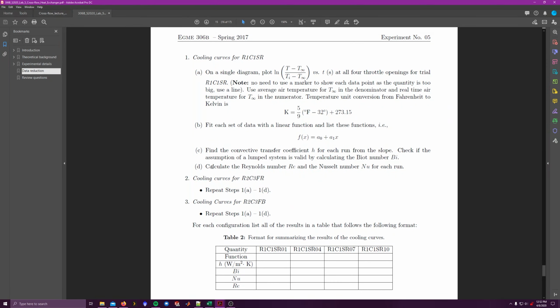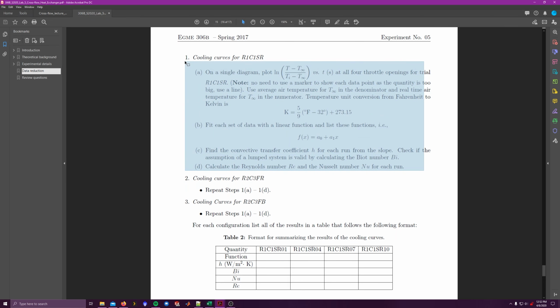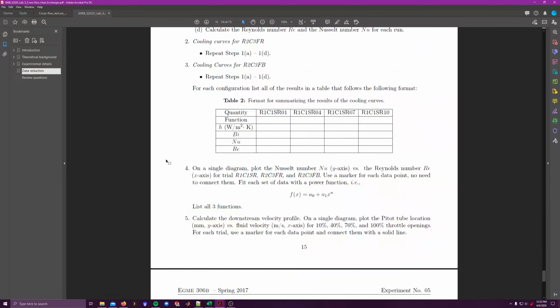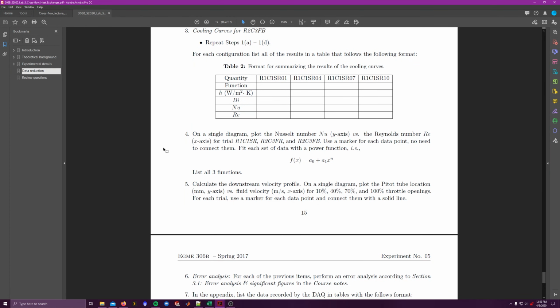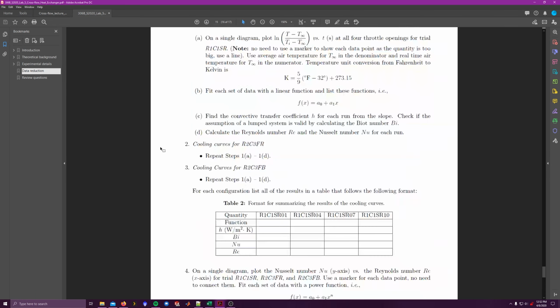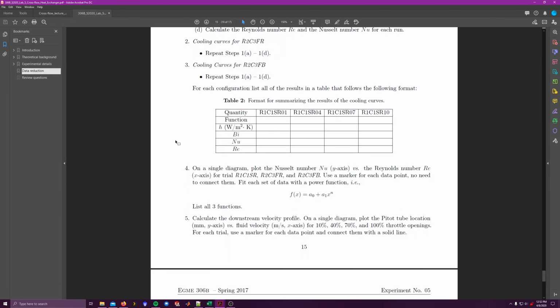And then the last thing for part 1, we're going to calculate the Reynolds number and the Nusselt number for each run. And then basically what we have here is different kind of configurations, and we're going to be repeating all of this stuff up here. Okay, and then on number 4, we're going to plot the Nusselt number versus the Reynolds number for all of these different configurations that we have.